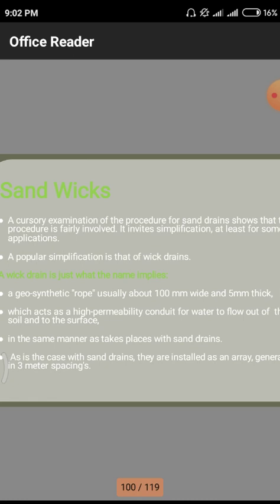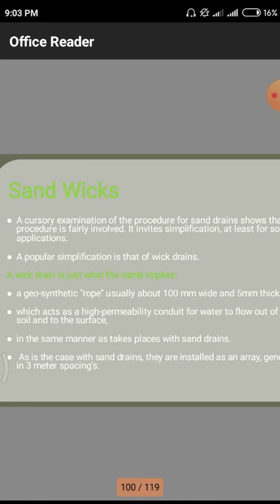Why? Because there may be some transfer of water from one wick to another, so we need some bonding between those wicks. To create a bond between the wicks, we need to provide this geosynthetic rope, usually 100 mm wide and 5 mm thick. That means 100 mm wide refers to the length, and then the thickness.